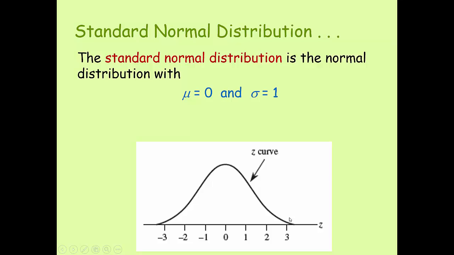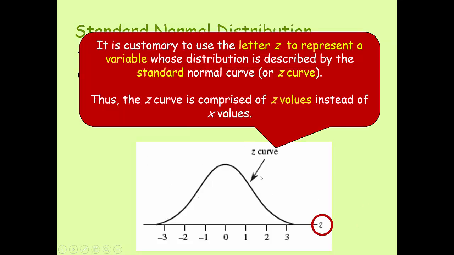Now, this curve here, this normal distribution, a lot of times you will see it called a z-curve or a z-distribution, where we look up z-scores. So this z represents a variable whose distribution is described by the standard normal curve, meaning a mean of 0 and standard deviation equal to 1.